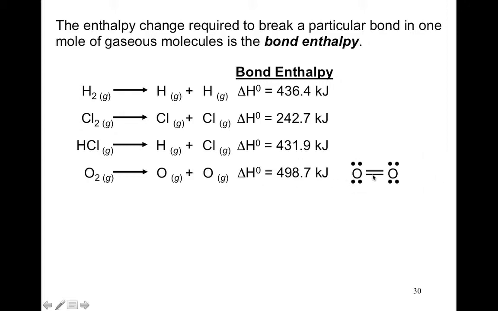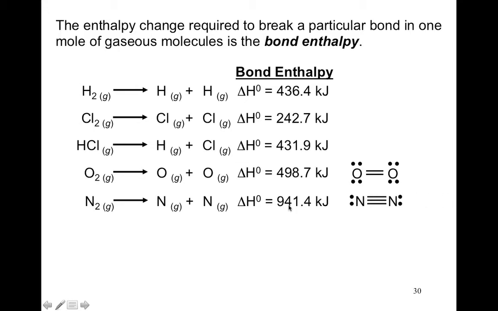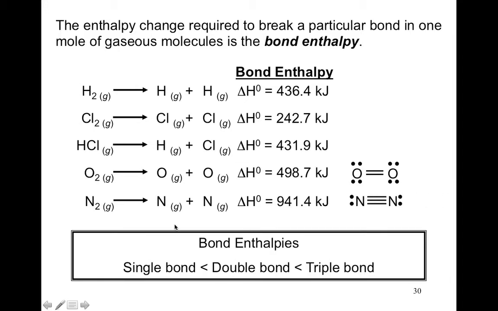Oxygen. Now we're looking at a double bond here. So to break that, you see that number 498, we're getting a little bit higher here. It takes a little more energy to break that double bond. Nitrogen and nitrogen is a triple bond. And the triple bond, you can see its bond enthalpy is huge, 941 kilojoules. And so bond enthalpies are generally going to be, your single bond is going to be a lot lower than the double bond, which is going to be a lot lower than the triple bond. It takes a lot of energy to break a triple bond.